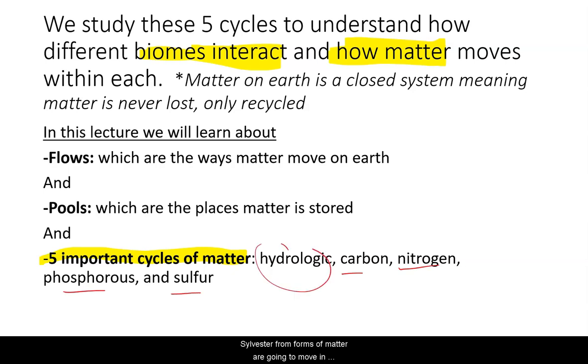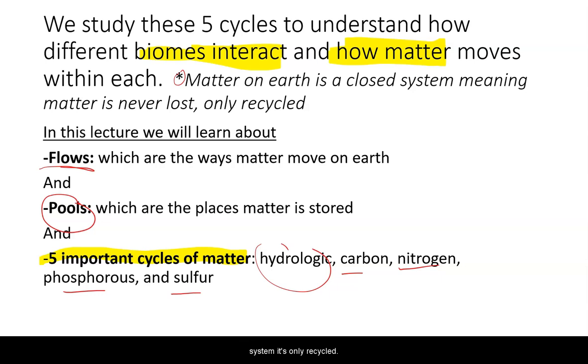Those different forms of matter are going to move in different ways on Earth, and those are called flows, so the ways in which matter moves. Once they get to where they're ready to hang out and stay for a minute, they're going to be in pools. So pools of matter are the places where matter is stored. And it's also really, really important to note that matter on Earth is in a closed system, meaning that matter is never lost, it's only recycled.